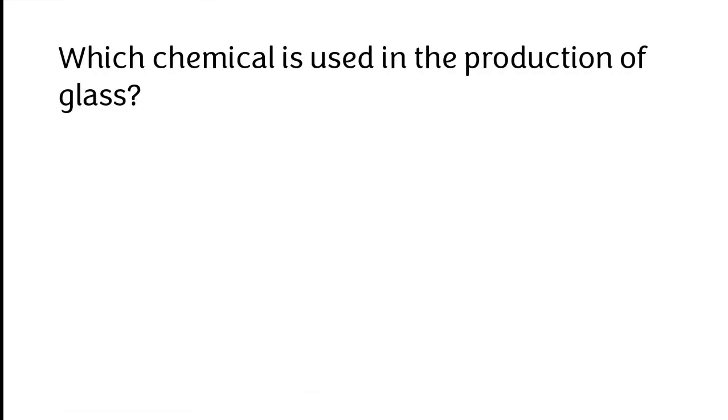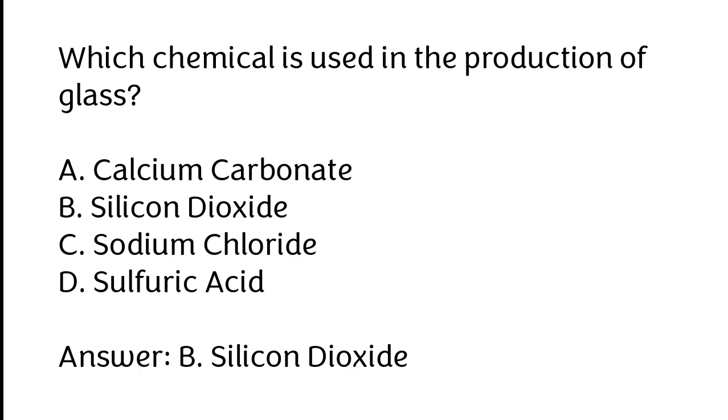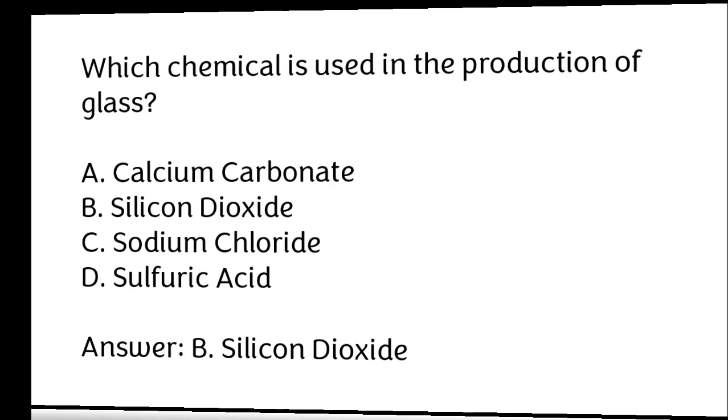Which chemical is used in the production of glass? Calcium carbonate, silicon dioxide, sodium chloride, sulfuric acid. The correct answer is option B, silicon dioxide.